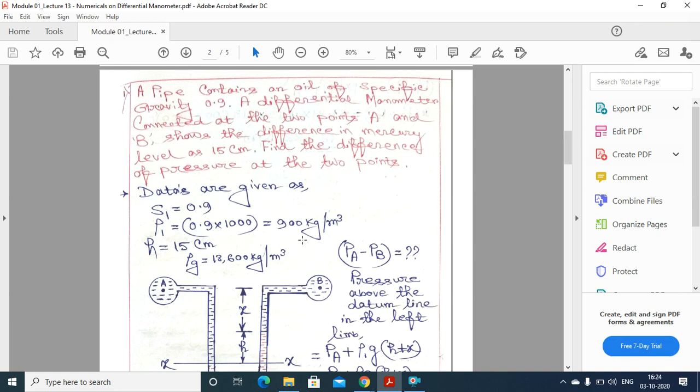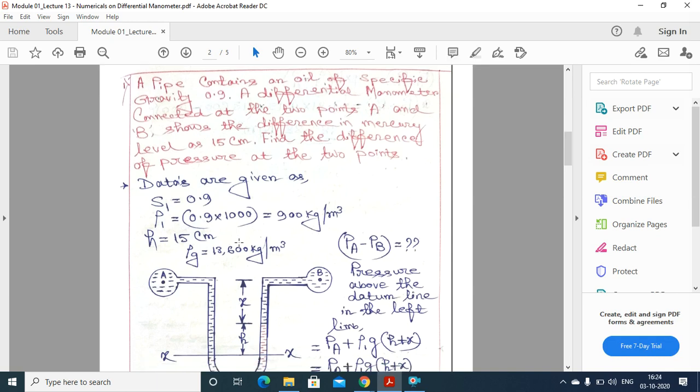So the liquid contained in pipe A and pipe B has a density of 900 kg per meter cube. Here I am again repeating how rho 1 becomes 900 kg per meter cube. In the first lecture I explained that the density of the liquid is equal to the specific gravity of that liquid times the density of water. So the specific gravity of the liquid is 0.9 and the density of water is 1000 kg per meter cube. If we simplify this, we get 900 kg per meter cube, the density of the liquid.